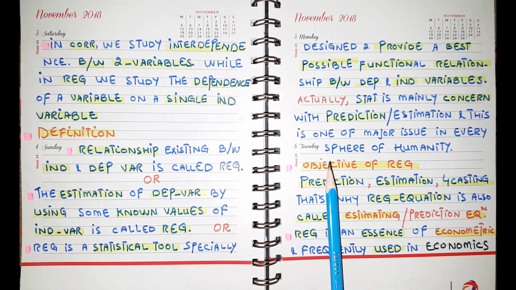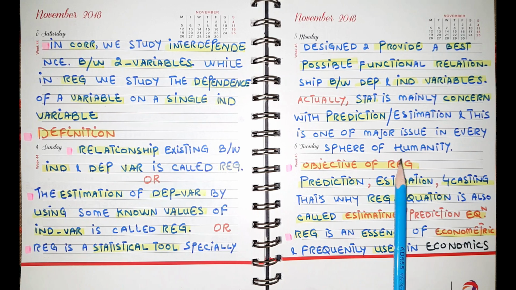So let's talk about the main objective of regression. If anybody asks you what the main objectives of regression are, you have to say predictions, estimations and forecasting are the objectives of regression. That's why the regression equation is also called the estimating equation or prediction equation. One important point I want to add in my discussion is that regression is an essence. Regression is the beauty of econometrics. Because of that, it is most frequently used in economics.